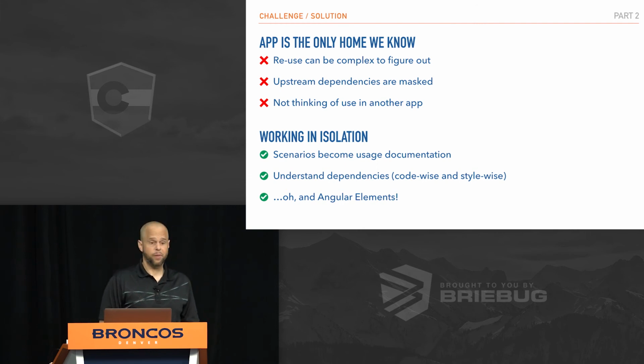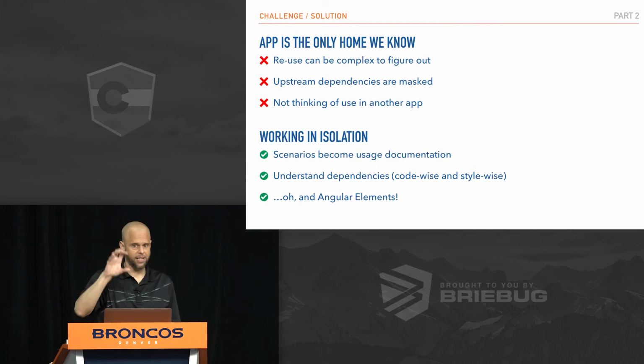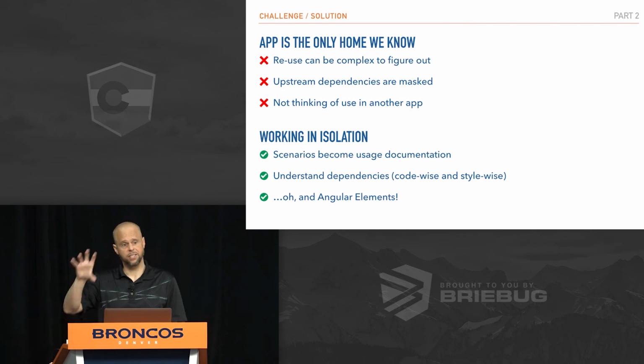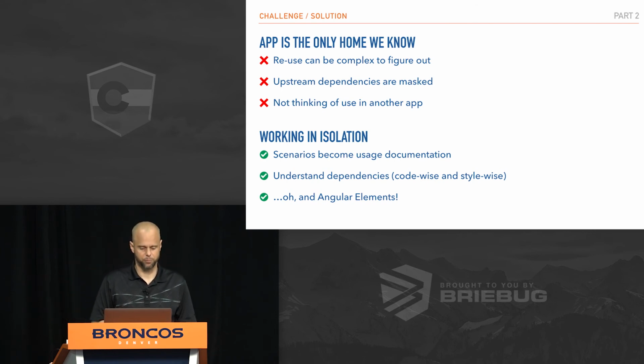And we get to understand dependencies. As soon as we put this component in isolation, the things that it needs, we identify right away. It falls apart, right? And this is code-wise, so if there are services that it depends on, but also style-wise. If there's a parent component that is doing some styling to make this component look a certain way, when we put it outside of that app, it's not going to look that same way, and we can discover that right away when we run it in isolation.